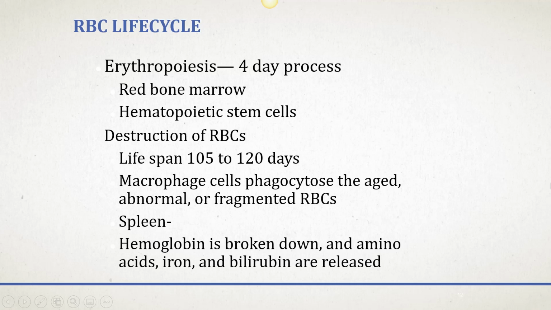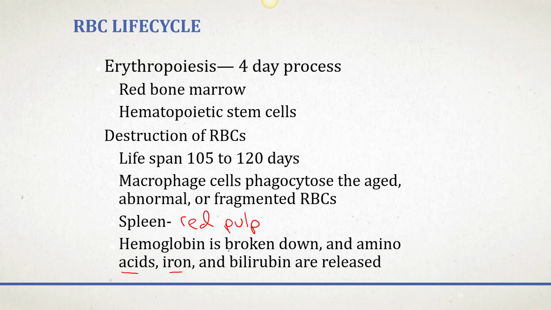When the red blood cell gets old in age, the macrophage cells will phagocytose the aged or abnormal or fragmented red blood cells, and that primarily happens in the spleen, in the red pulp, which we'll talk about again in a little bit when we go over the lymphatic system. Hemoglobin is broken down, and amino acids, iron, and bilirubin are released. The amino acids are recycled into protein. The iron is recycled to make more hemoglobin.